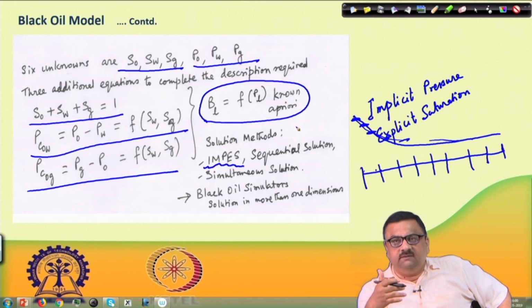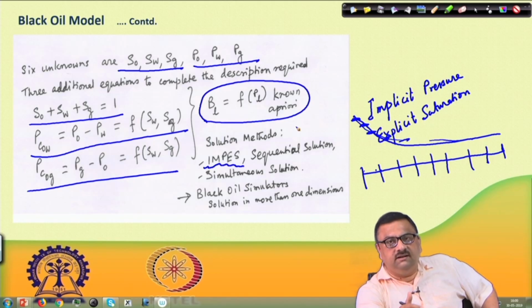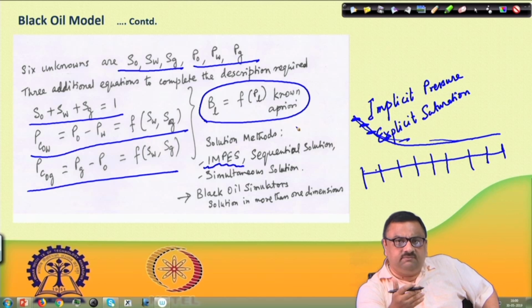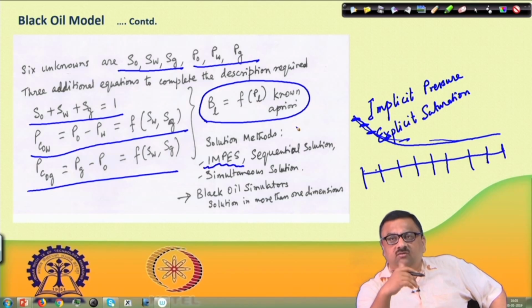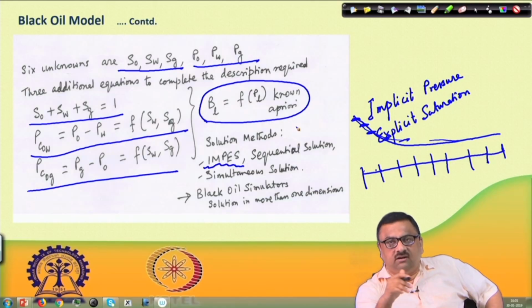This kind of simplification one can do, and it is acceptable with the assumption that this delta t is very small. So over this delta t, the saturation change is anyway small, so the effect of that on relative permeability can be ignored. And after you complete the time step, anyway you are correcting it. So you are not simultaneously solving everything.